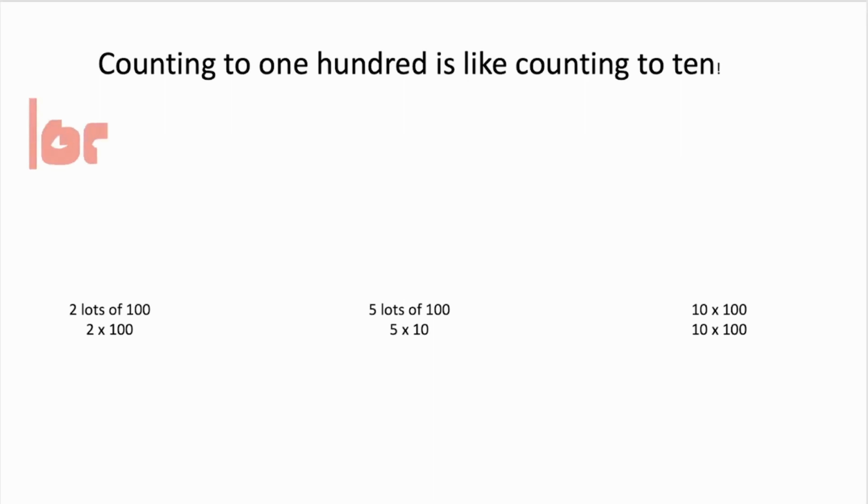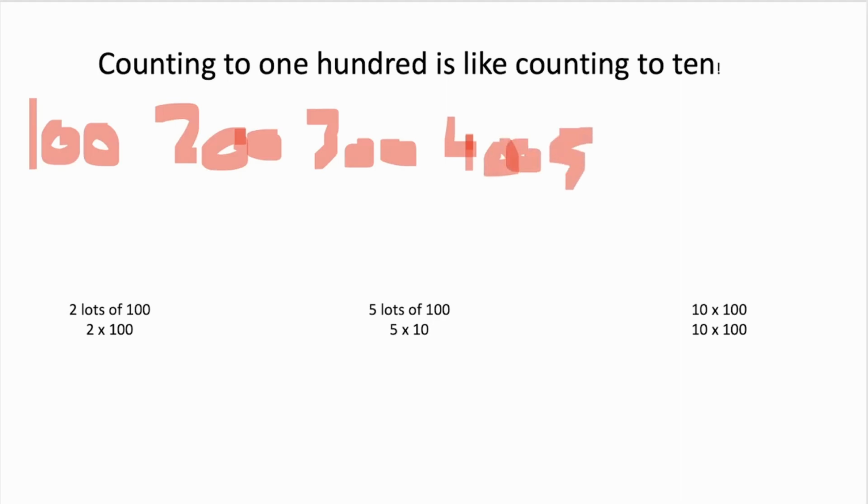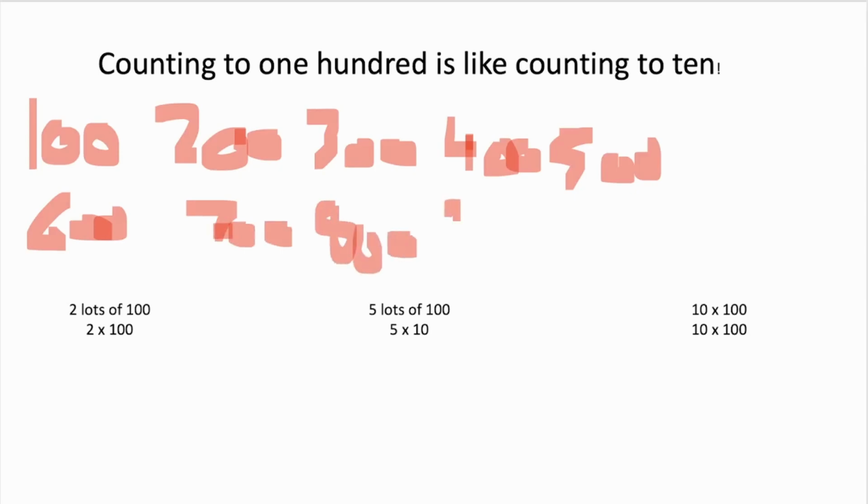So we go 100, 200, 300, 400, 500, 600, 700, 800, 900, and then 1,000. Sometimes when it's counting, it can be easier to draw out little dots, just 1, 2, 3, 4, 5. You go 100, 200, 300, 400, 500, and so on, as many times as you need.